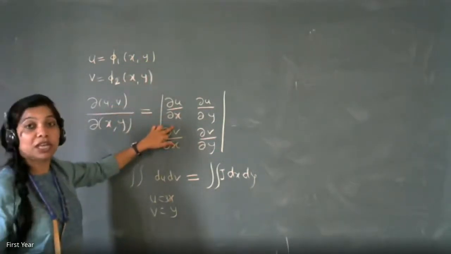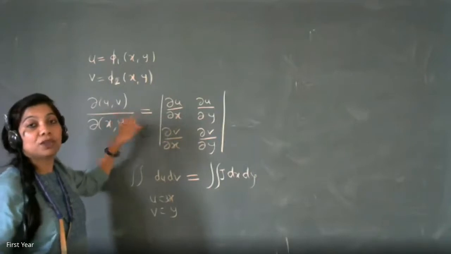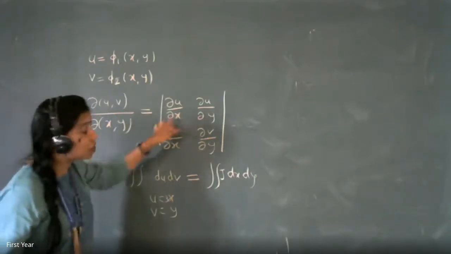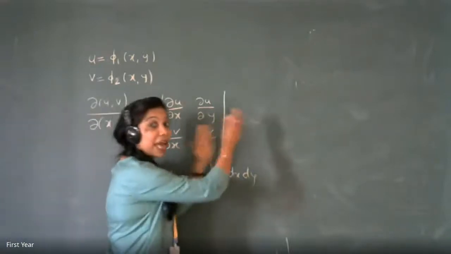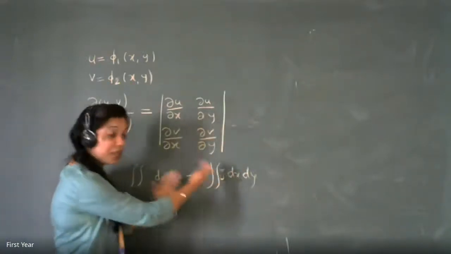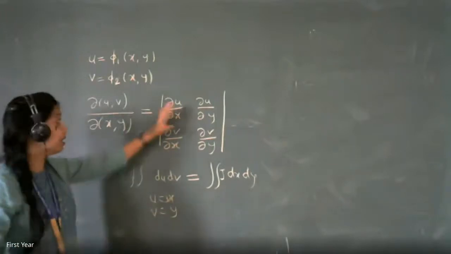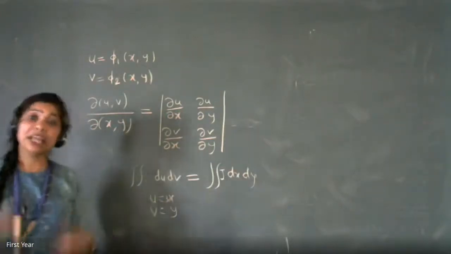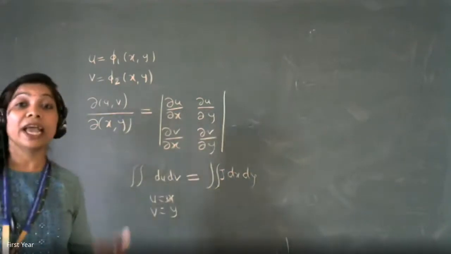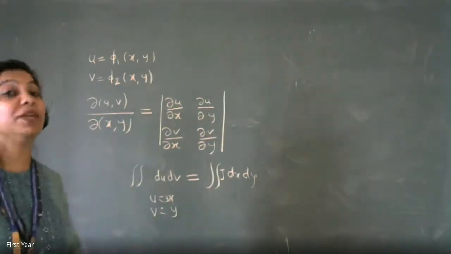What Jacobian says: don't consider only the change in u with respect to one variable. Consider the change with respect to both the variables, and then take a determinant to get some value. That change will be used here in the integration to get the reflection of transformation from uv to xy, and then you will get the final answer. So the area exactly covered under that curve will be given.